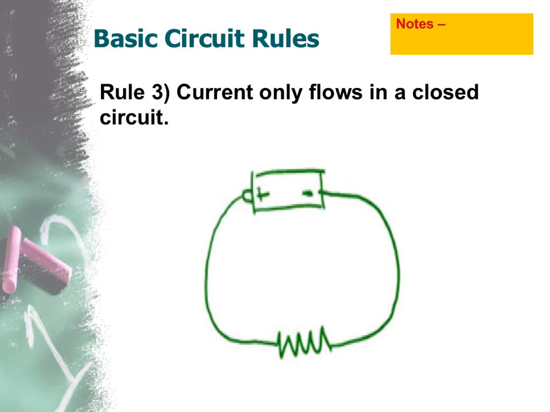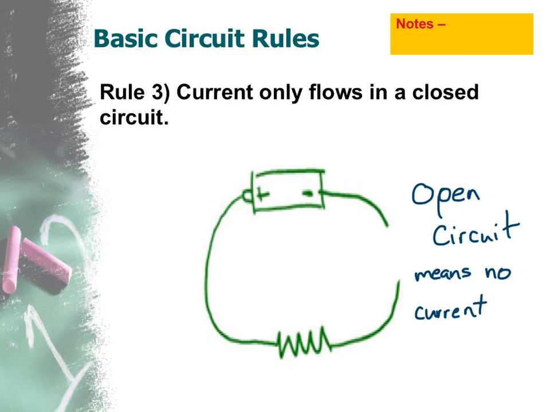The third rule of circuits that I want to tell you about is that current only flows when you have a closed circuit. So we have a wire that runs from the positive terminal through a resistor over to the negative terminal, and this would be considered a closed circuit. But if we were to cut the wire, we have an open circuit, and in that open circuit we have no current flowing.